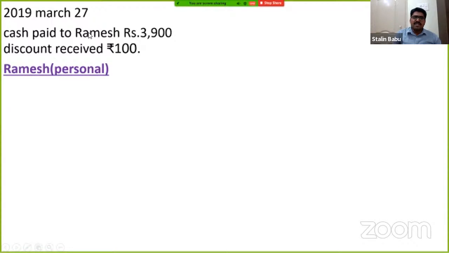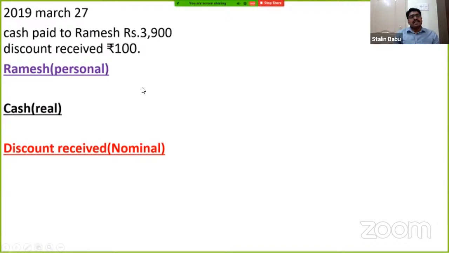One is Ramesh account, which comes under personal account. Next is cash account, a real account. And the third one is discount received account. What is the nature of Ramesh account? Personal account. Cash account? Real account. Discount received account? Nominal account. Accounts are classified into 3 types: personal, real, and nominal, and all three are involved in this transaction.